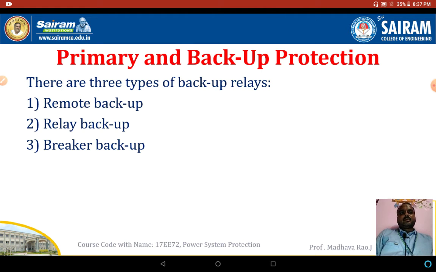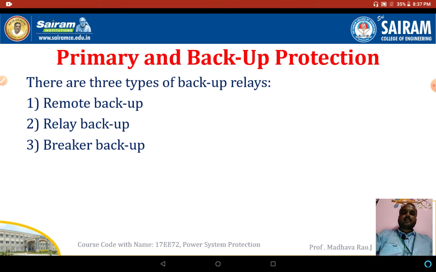So now what do you have to do? After some time delay, the main relay closes the contact of a backup relay, which trips all the other circuit breakers on the bus bar. So this type of backup is called the breaker backup system.